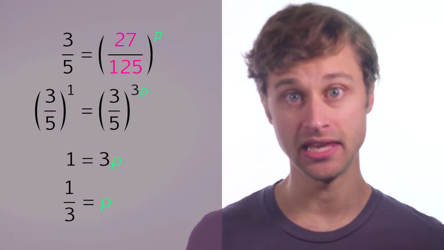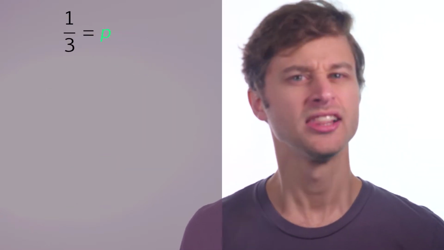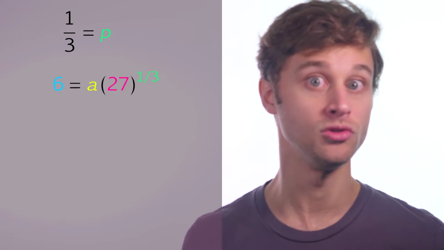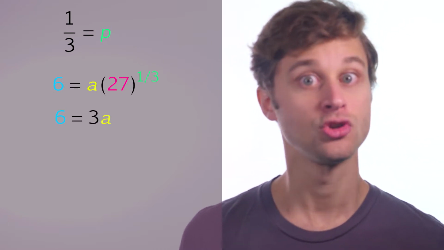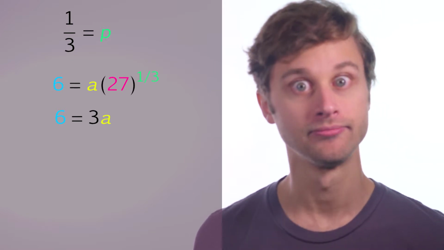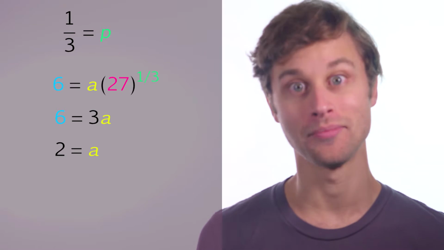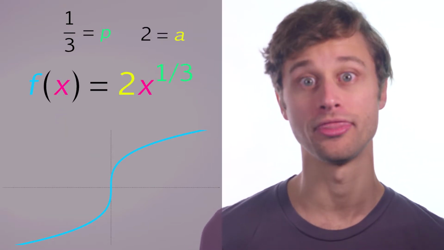Now that I have this value of p, 1/3, I can plug it into either one of those original equations. Let's use the equation for the point (27, 6). So 6 is equal to a times 27 to the 1/3 power. Remember that 27 to the 1/3 power is just 3, so 6 is equal to 3a. Dividing by 3, I get a is equal to 2. So now I can write my function. F of x is equal to 2 times x to the 1/3 power.